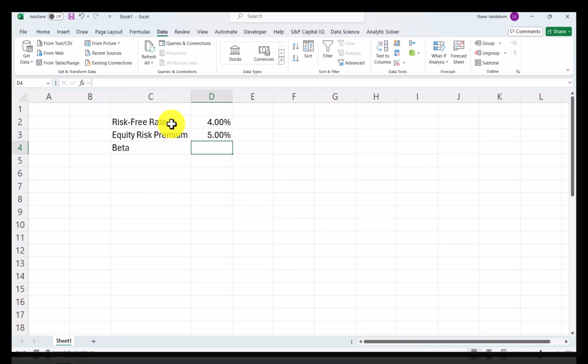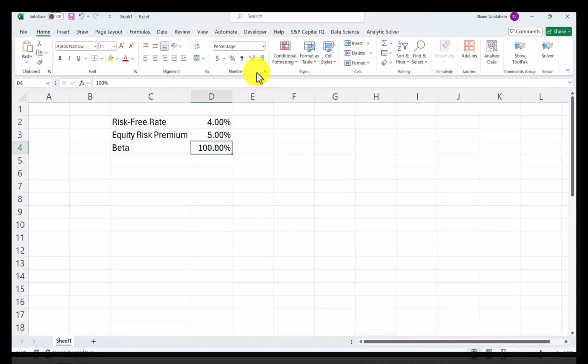And for the average stock, beta is equal to 1. And that should not be a percentage, it's just 1. Here we go.